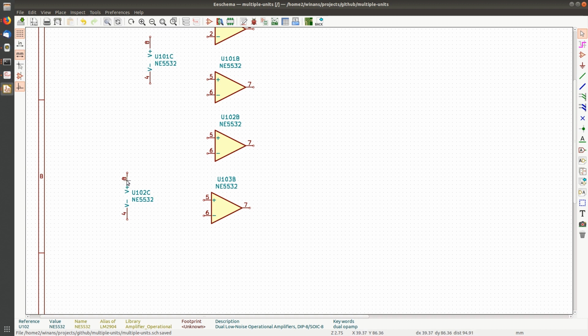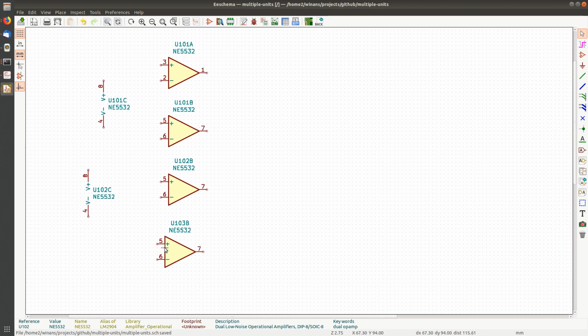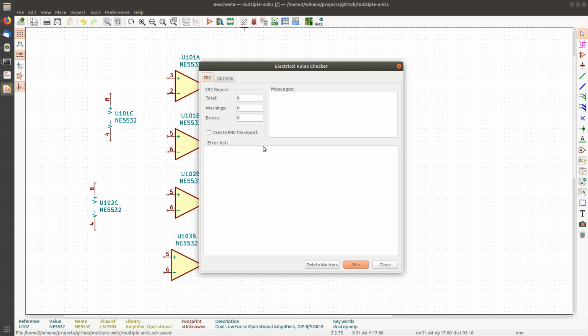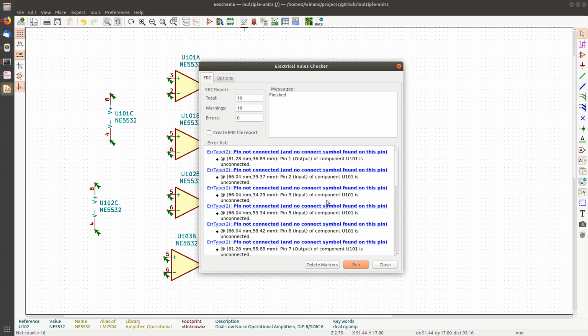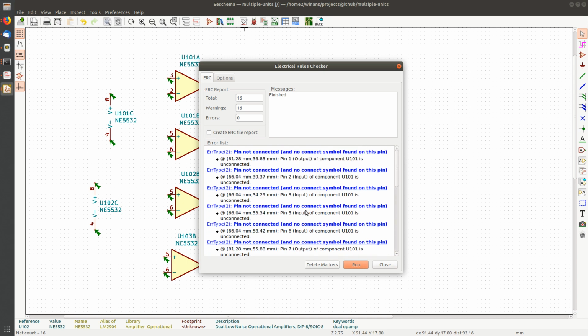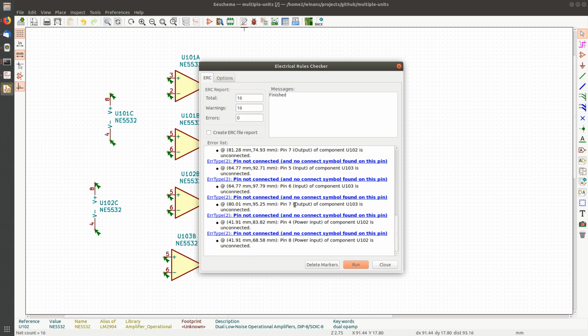Here's the power for 102. I'll move that up here. And I'm not even looking at 102A, and I don't have a 103A, and I don't have a 103C either. If we do a design rule check right now, it'll tell me that everything's disconnected. Okay, not connected, not connected, not connected. But if you go through all these, you'll find that nowhere does it say that U103C is missing. Why? Because the design rule check only checks the units that are on your page.